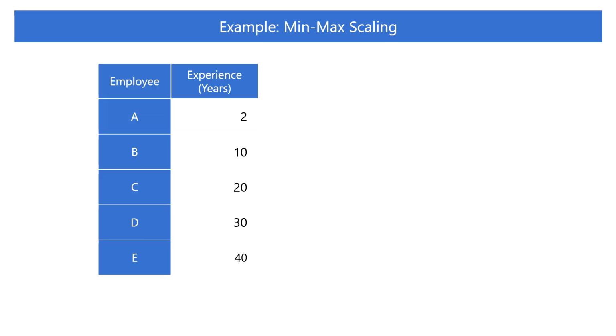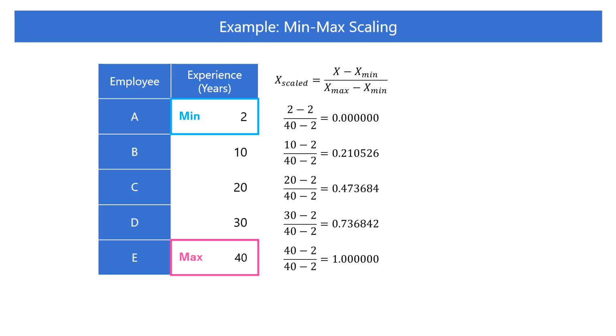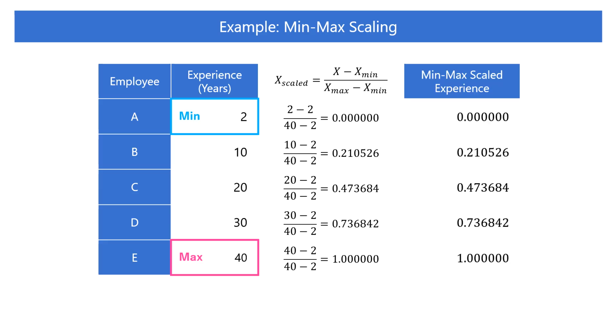Let's say we have employee experience levels in years. In this dataset, the maximum value is 40, and the minimum value is 2. So, using the formula of min-max scaling, we can compute the scaled values. Now, all values are between 0 and 1, ensuring fair comparisons across different scales.